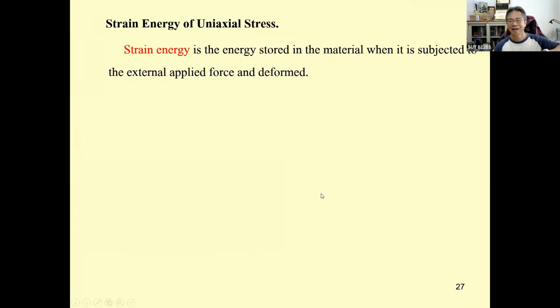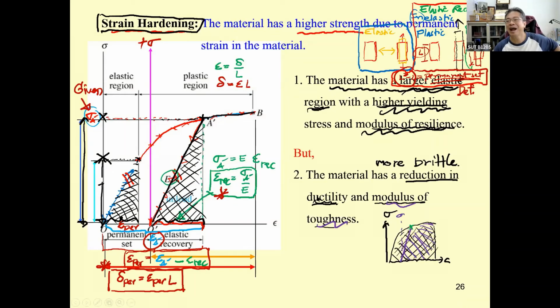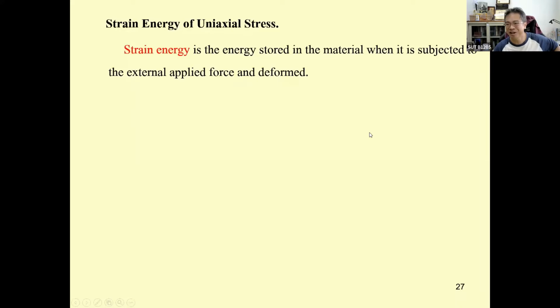And then we're talking about the energy. This will prove the area under the stress strain diagram is going to be the energy per volume that the structure can absorb. Strain energy: when you pull this one, it has elongation, and then you release it. The energy is stored in the material when you apply the force. When you apply the force, that is the energy stored.